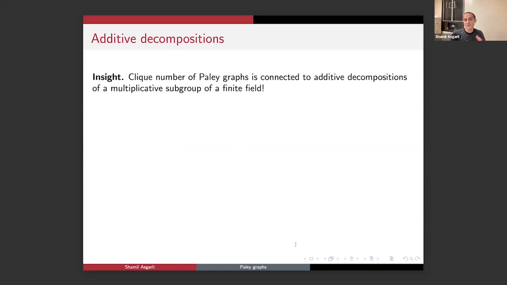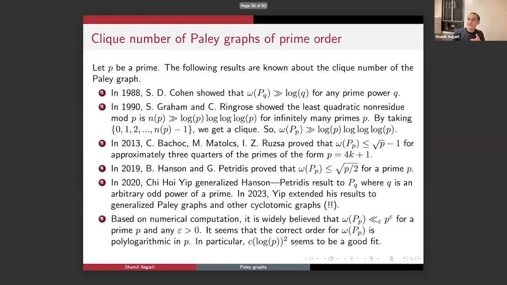And now I wanted to talk about a few other topics that are closely related to Paley graphs. The reason I'm talking about this is that this is also the way Hanson and Petridis motivate the result. The whole point of the lecture series is to introduce the audience to Paley graphs and to these amazing results. But I also wanted to give a proof of the Hanson-Petridis theorem in this lecture series.